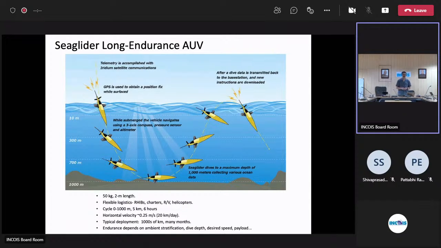Very flexible logistics, everything from rubber boats to research vessels to helicopters. In this case, we used a combination of the small research vessel in Sri Lanka, the Samudrika, and fishing boats, which are chartered out of Sri Lanka. As I said, surface to 1,000 meters, roughly 5 kilometers of transit per dive, and one dive every 6 hours, 4 dives a day. So we're moving very slowly, about 20 kilometers a day.